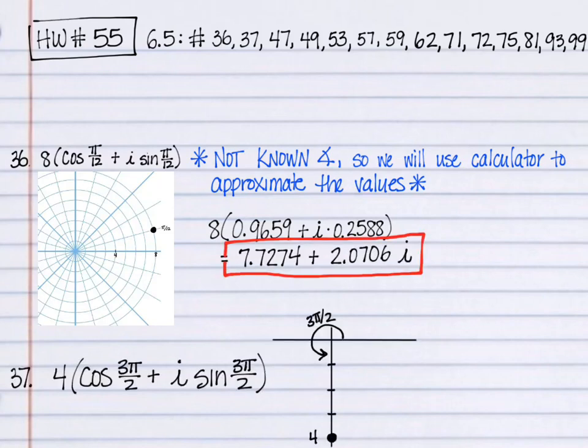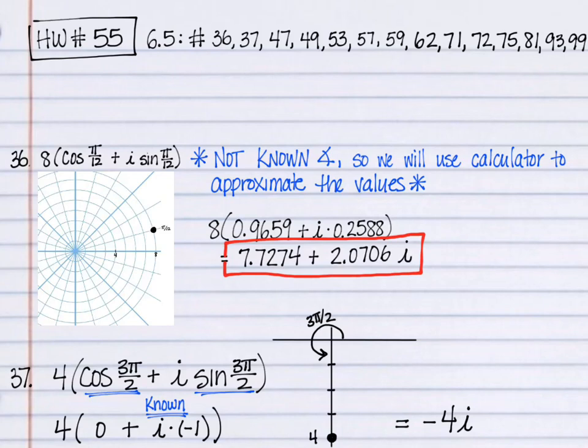For number 37, you're to graph this, and so we're spinning around till we get to 3 pi over 2, and then we go out to a radius of 4. Remember, that's really called the modulus, but we think of it also with polar graphing as a radius of 4. And we're also to find these in standard form. We know 3 pi over 2, so we know the cosine of that and the sine. Distributing the 4, we get negative 4i.